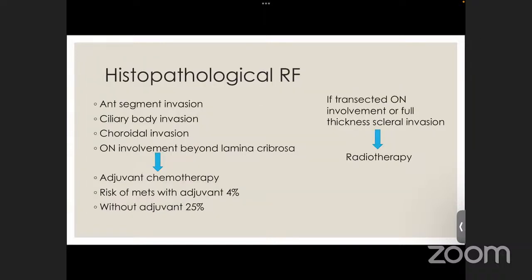Now, the enucleated eye will undergo histopathological examination to rule out any anterior segment invasion, ciliary body invasion, choroidal invasion, or optic nerve involvement beyond the lamina cribrosa. If any of these conditions is present, adjuvant chemotherapy will be required. It has been noted that if you do not give adjuvant therapy, the risk of metastasis will be 25%, and if you give adjuvant chemotherapy, the risk of metastasis will decrease to 4%.